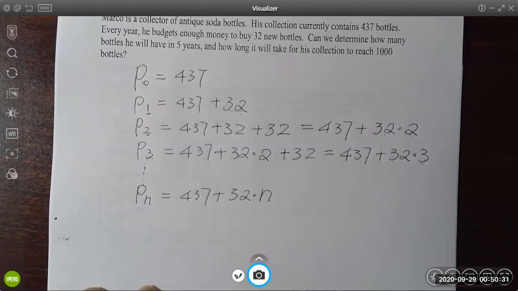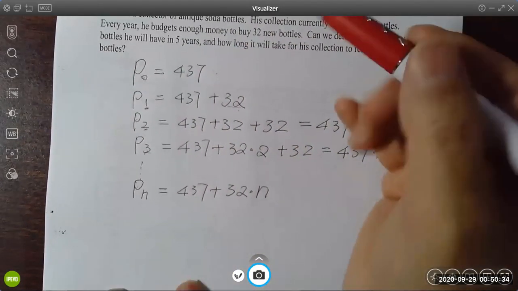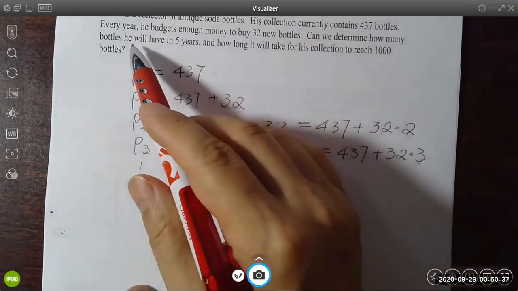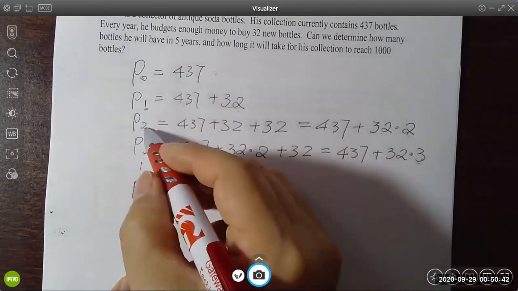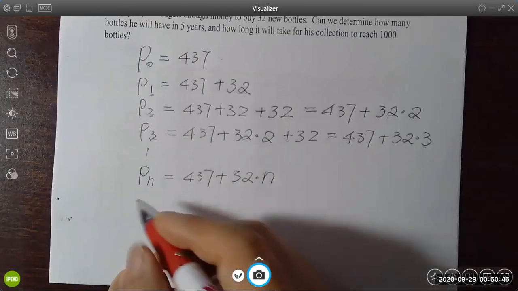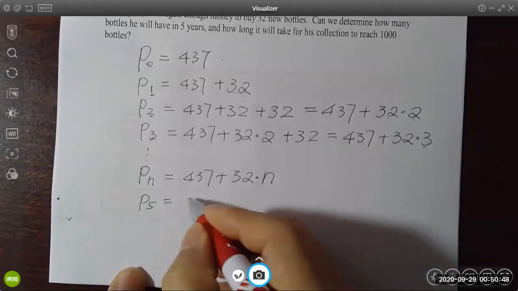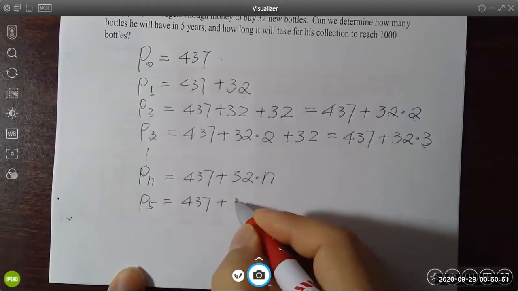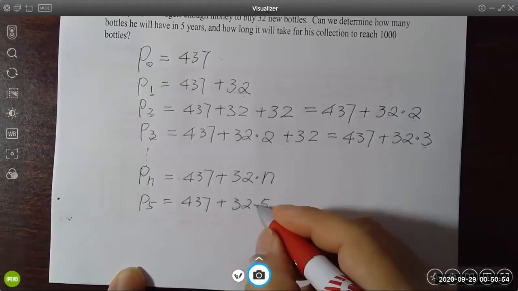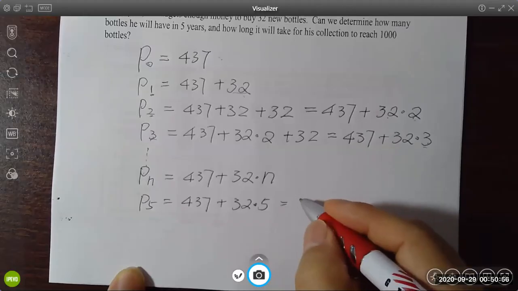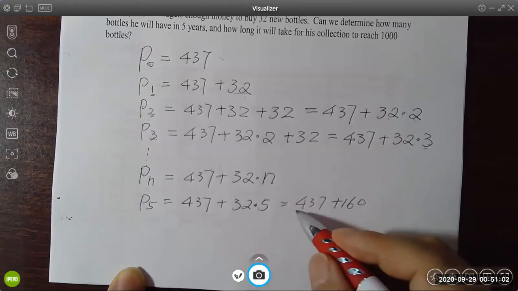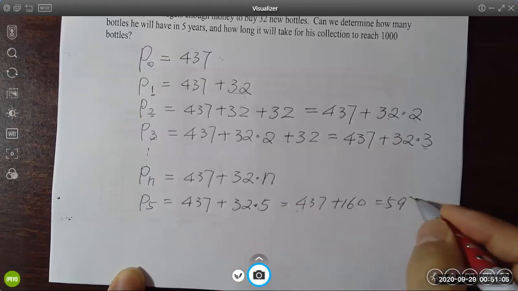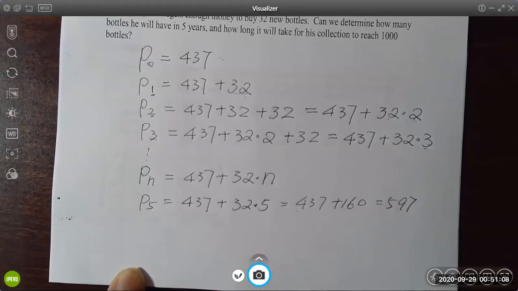And from here, we can answer the questions. Now let's look at the question. Can we determine how many bottles he will have in 5 years? The n is equal to 5 now, because it's after 1 year, after 2 years, after 3 years, after n years, after 5 years. So that means P5 equals 437 plus 32 times 5. Now let's do the calculation. 32 times 5 is 160. So 437 plus 160 is 597 bottles after 5 years. 597. So that's not hard.